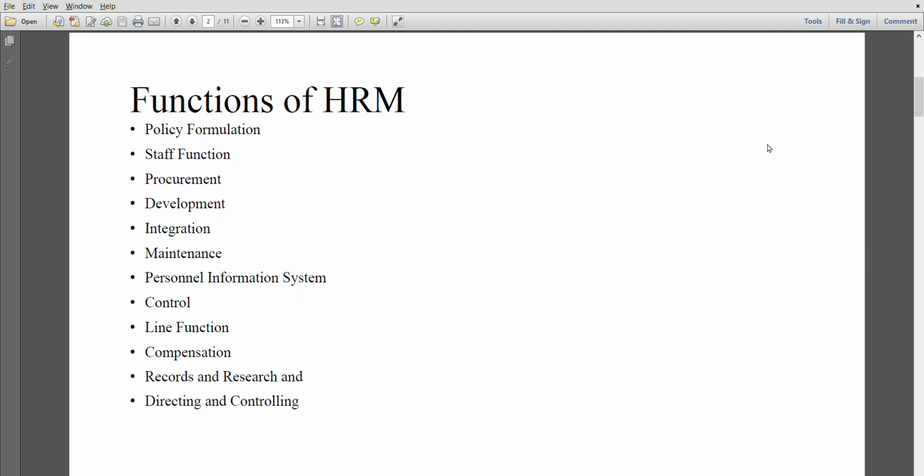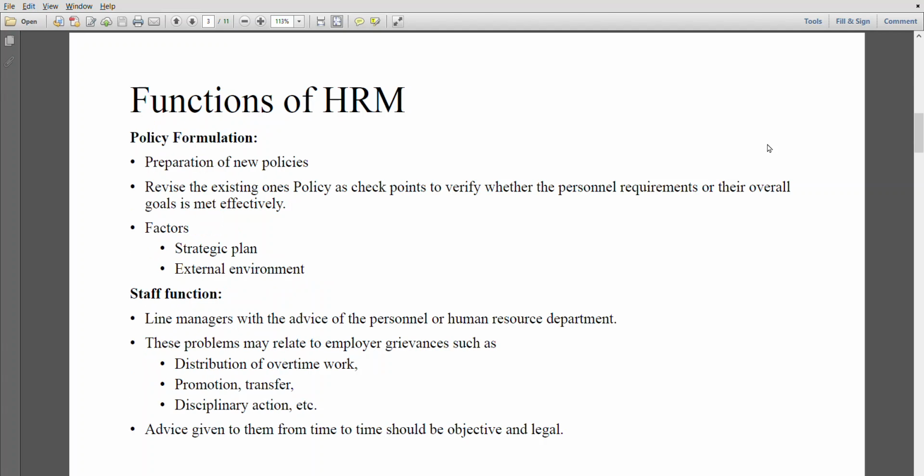Let's see these functions in detail. What is policy formulation? These are the set of rules formulated or designed by the top level management in consultation with the human resource management personnel in achieving the goals of the organization. So what are the functions? What are the HRM's functions in this policy formulation?